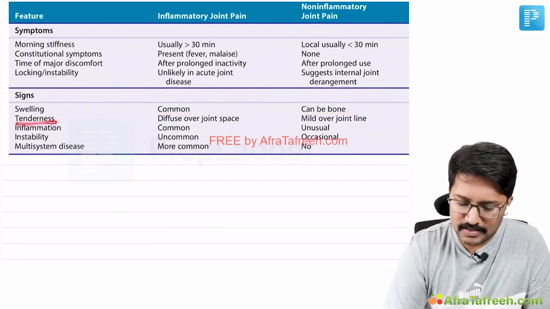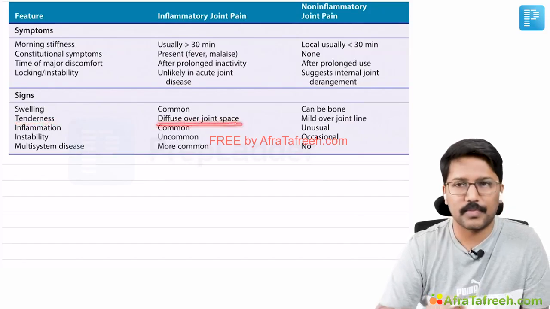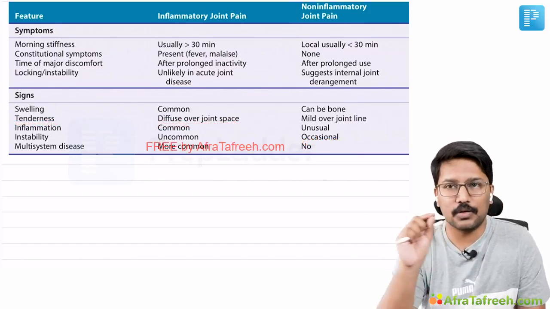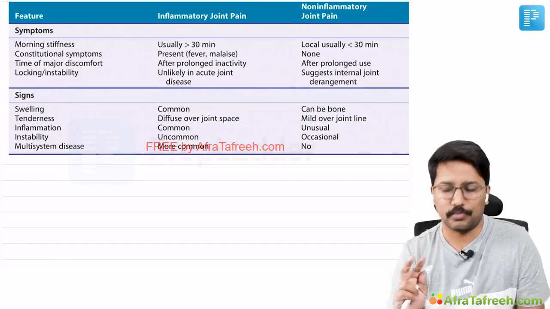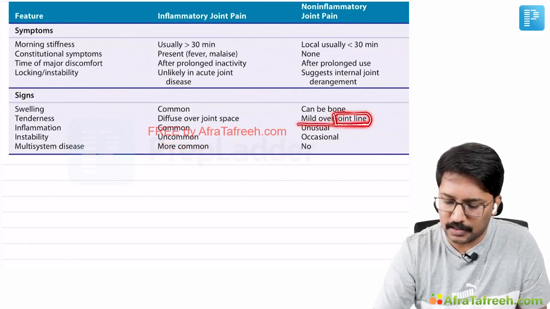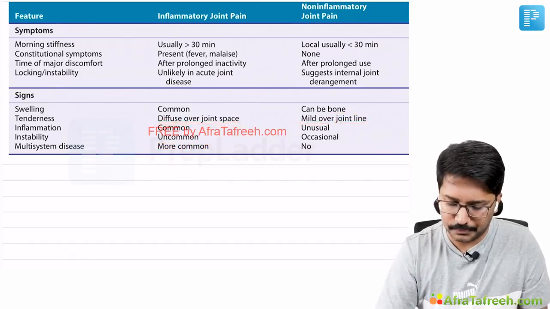Okay, then when you examine for tenderness, the tenderness in case of inflammatory joint pain is diffuse. It is diffuse over the joint space. But in case of non-inflammatory, it is present on the joint line, right? This is again one important point. Tenderness is present on the joint line in case of non-inflammatory. Inflammatory, it is diffuse. Okay.